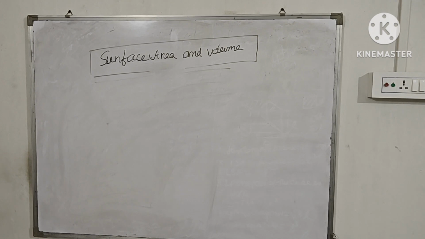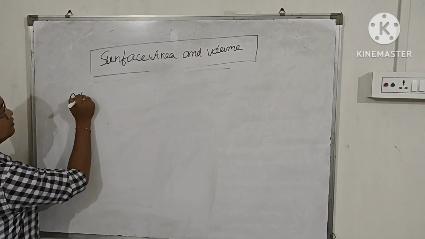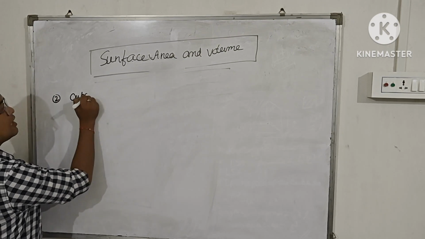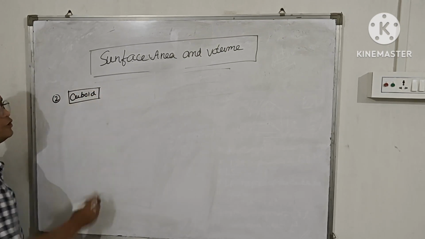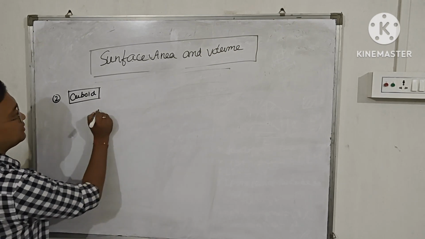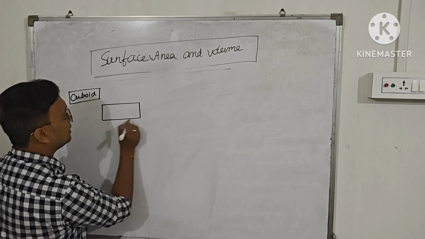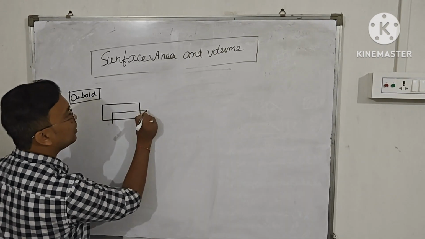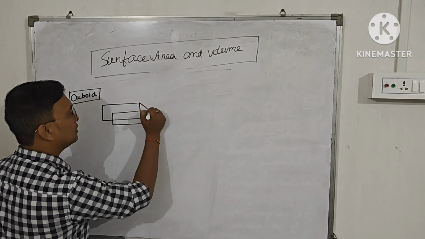Next topic is cuboid. Second type of 3D figure is cuboid. Cuboid is a cube-like structure. The only difference is it has different length, breadth and height. A cuboid has different length, breadth and height.